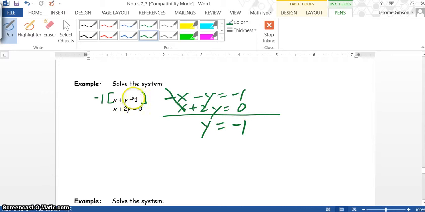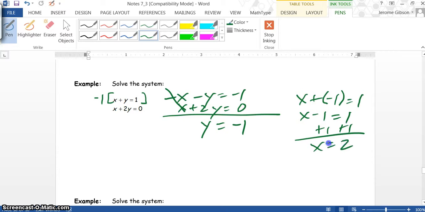So now we go back and substitute in negative 1 for y. I choose the top equation. So we have x plus negative 1, or x minus 1 equals 1. Add 1 on both sides, and x is 2. So we have the ordered pair 2, negative 1.